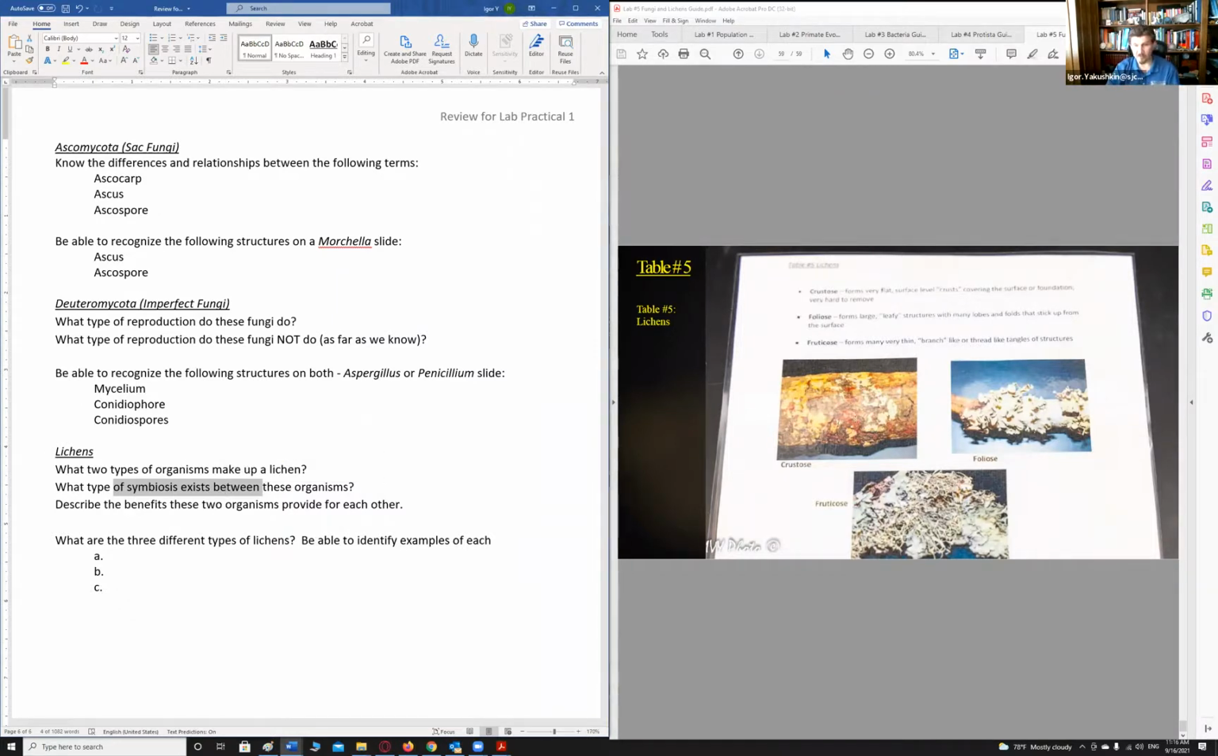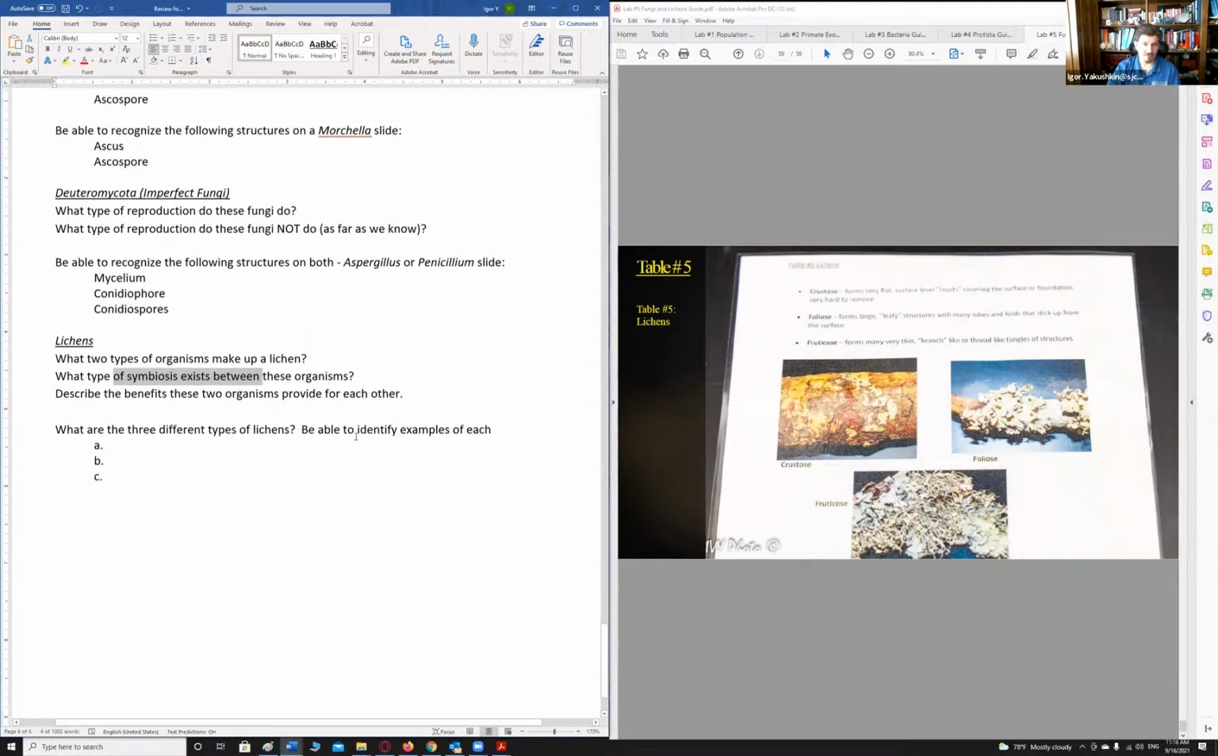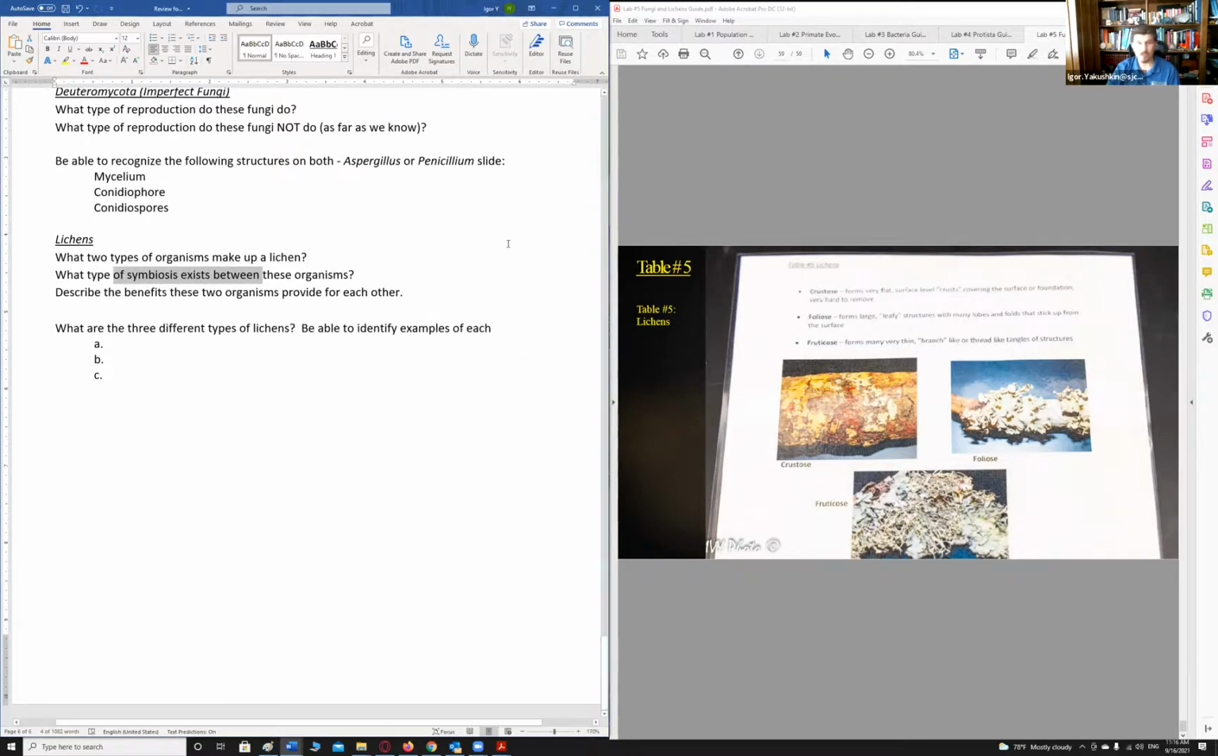That's between the lichen and the tree. It's something which is known as commensalism, because the tree doesn't really care, and the lichen by itself is benefiting by having the place to live. And we are pretty much done for today with the review.